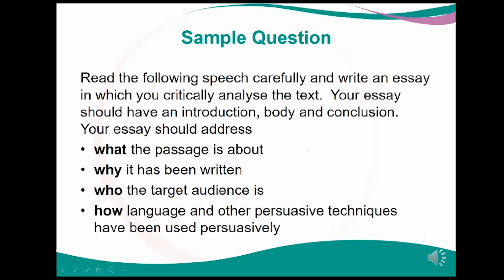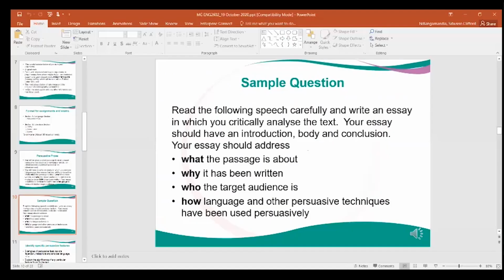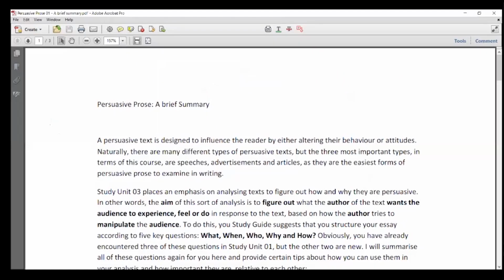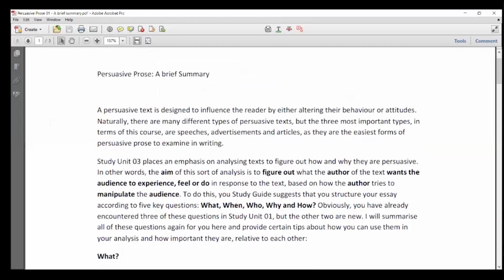And the most important thing is for you to understand that any of these questions can be used, and they can actually also form what you want. Like here now, I'm reading a PDF document where it says a persuasive text is designed to influence the reader by either altering their behavior or attitudes. Naturally, there are many different types of persuasive text, but the three most important types in terms of discourse are speeches, advertisements, and articles, as they are the easiest forms of persuasive prose to examine in writing.